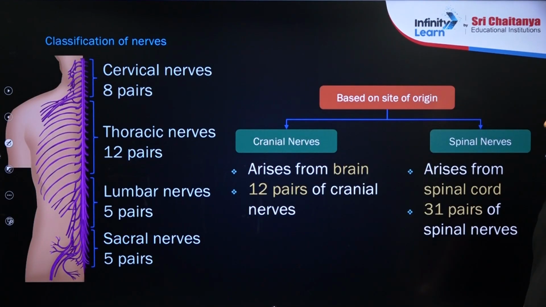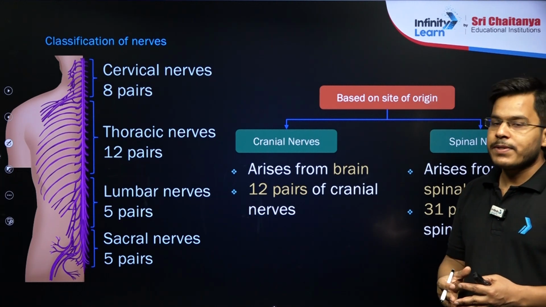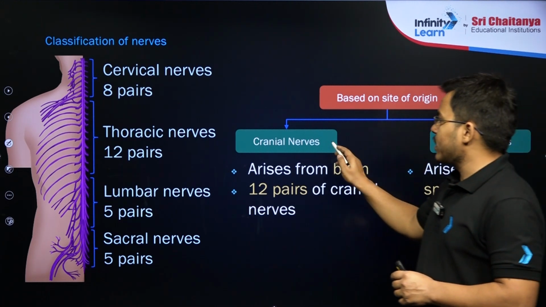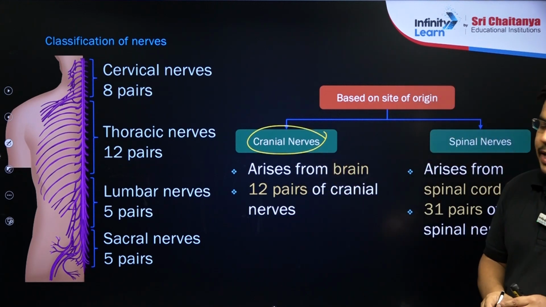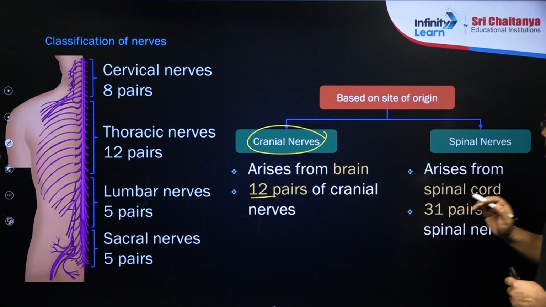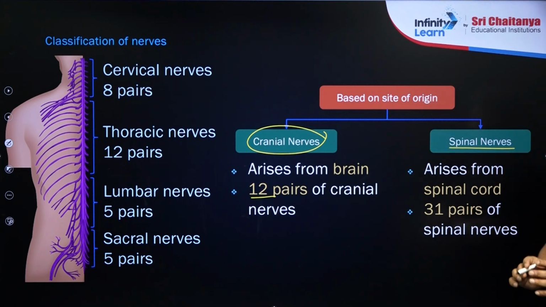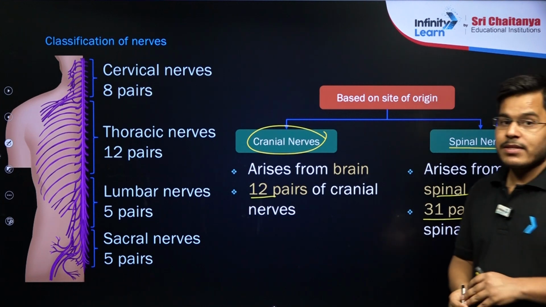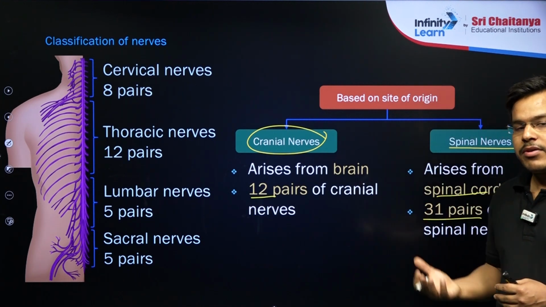After that, students, the last and final type of PNS classification will be based on the origin of nerves. So there are two types of nerves, students. One is cranial nerves, they arise from the brain. They are 12 in pairs, 12 in the right side, 12 in the left side. And we are having, students, spinal nerves. Spinal nerves arise from the spinal cord, and they are in 31 pairs. It means 31 in the left side and 31 in the right side.